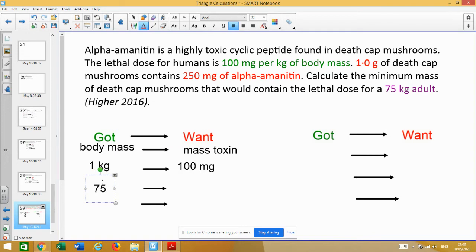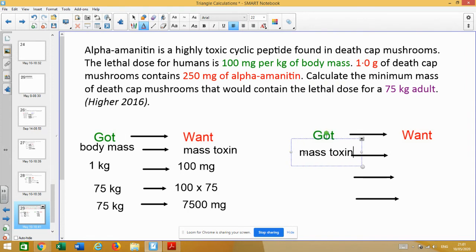So we want it for a 75 kilogram adult. We want to know the mass of the toxin, alpha-amanitin. So in this case, because it's already down to 1 kilogram, we can do 100 times 75, and for the 75 kilogram person, it's going to give us 7,500 milligrams is the lethal dose. So then we've got the mass of toxin, we know it, and what we want is the mass of mushrooms.